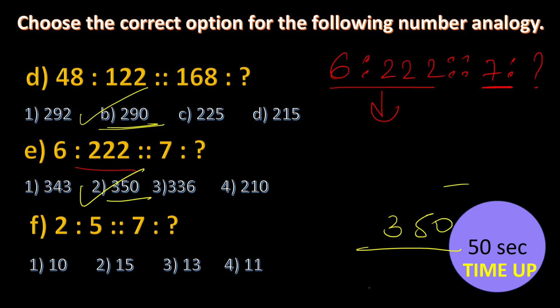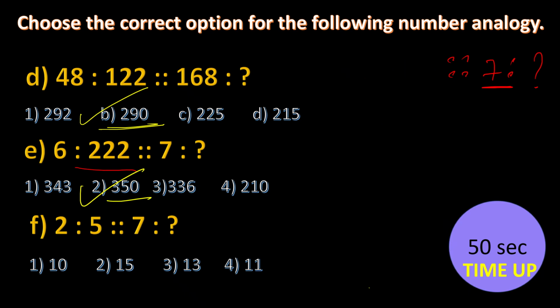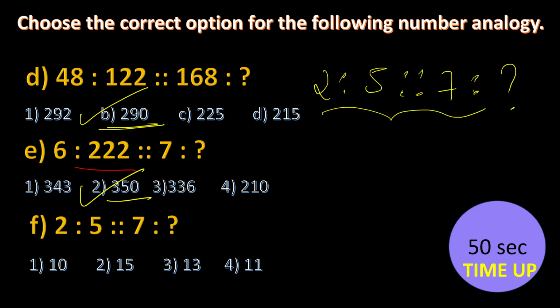Next one. You have 2 is to 5. Then you have 7 is to what? Clearly you can see that these are the prime numbers. Correct? But you will think that after 2, 3 should have come, then 5 should have come, then 7 should have come.